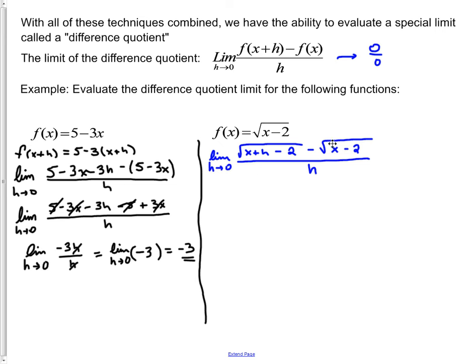Since this involves radicals, we have to take the tactic of multiplying the numerator and denominator by the conjugate of the numerator. So in this case, we're going to multiply by the square root of x plus h minus 2 plus the square root of x minus 2. And we're going to put that into the numerator and denominator of the fraction directly.